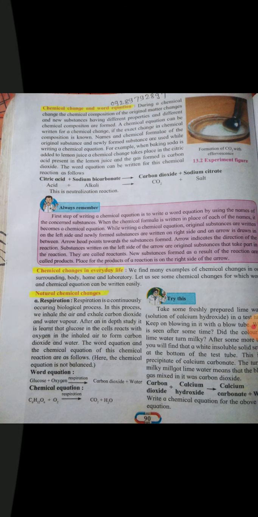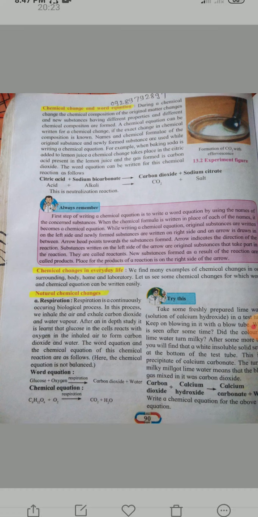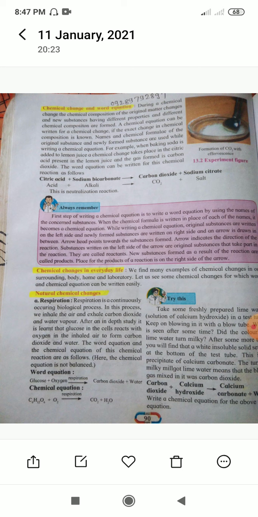Then here one reaction is given with carbon dioxide and calcium hydroxide. It gives calcium carbonate and water. This chemical equation is for when calcium hydroxide is dissolved in water, and when we blow the air in that solution, then the precipitation of calcium carbonate is formed.